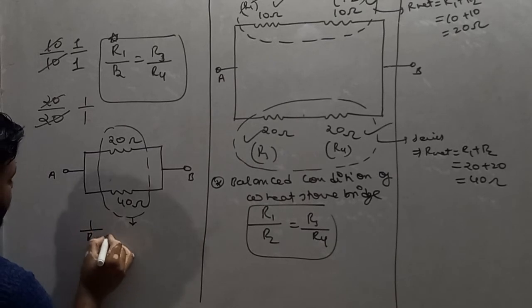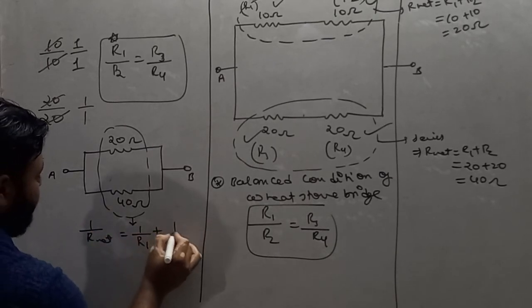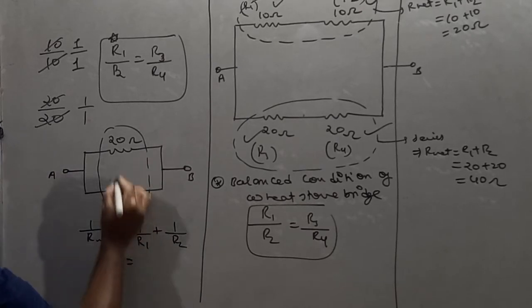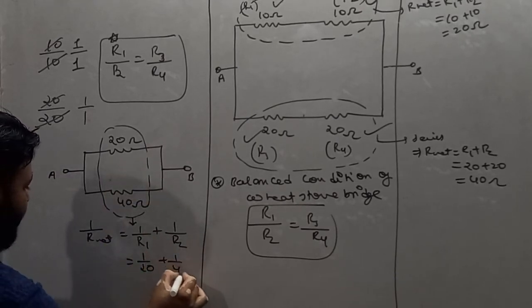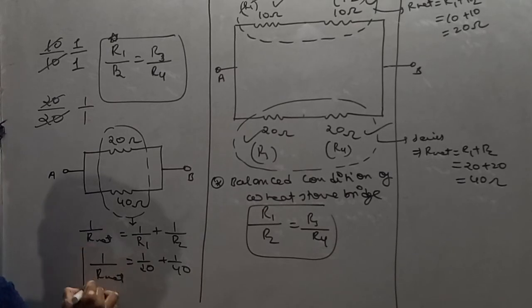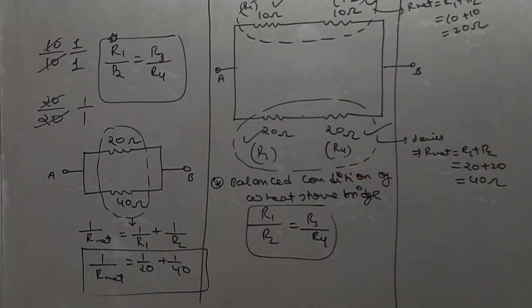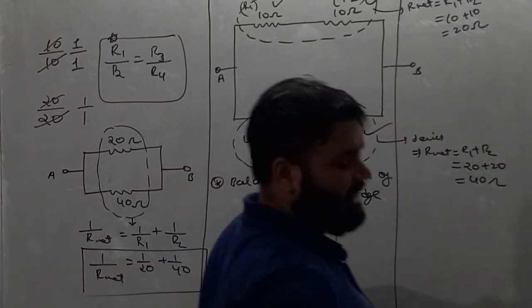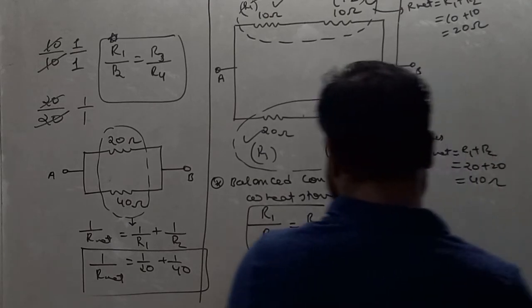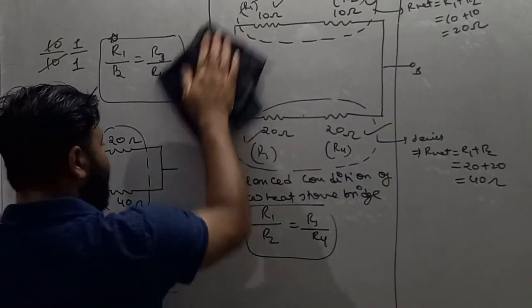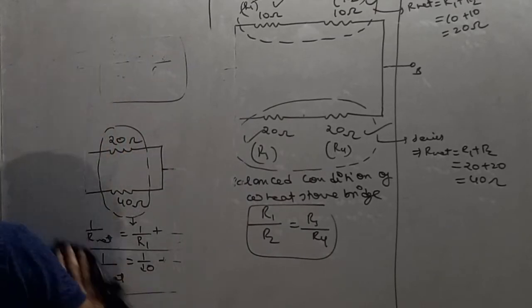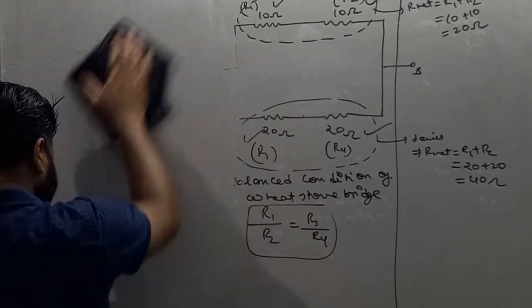As we know, for parallel, 1 by R net is equal to 1 by R1 plus 1 by R2. So 1 by 20 plus 1 by 40. Find the value of R net after taking the LCM. So this is basically the funda, how to solve questions related to the Wheatstone bridge, dear students. I hope you now understand how to check whether the Wheatstone bridge is balanced or not. If it is balanced, then remove the bridge resistor across the circuit, and you will get your net resistance.